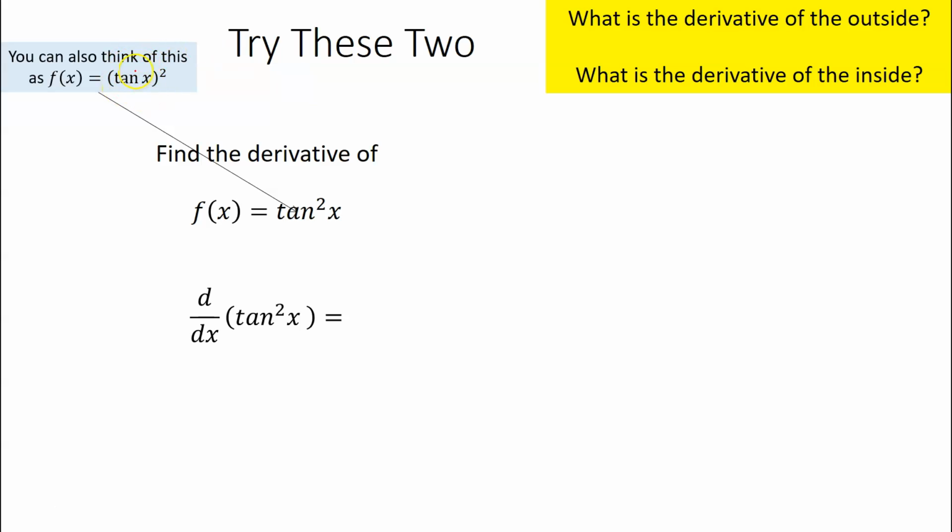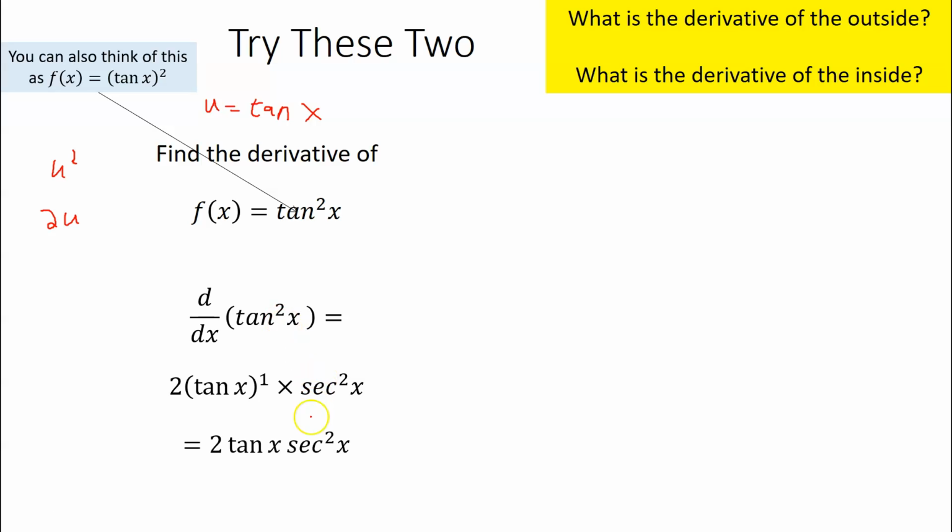I have put a note here. Here's another way to write it. So the u would be tangent x. But you've got to have a rule for that. Okay, so the derivative of the outside, let's say the outside is u squared, so the derivative of that is 2u. So it's going to be 2 times tangent x to the first, times, well, if you look at your rules, the derivative for tangent is secant. Secant squared right there. Still going to be squared because that one was squared. And there you go.